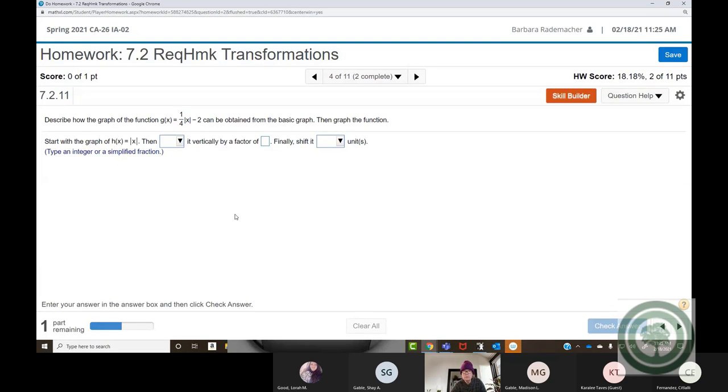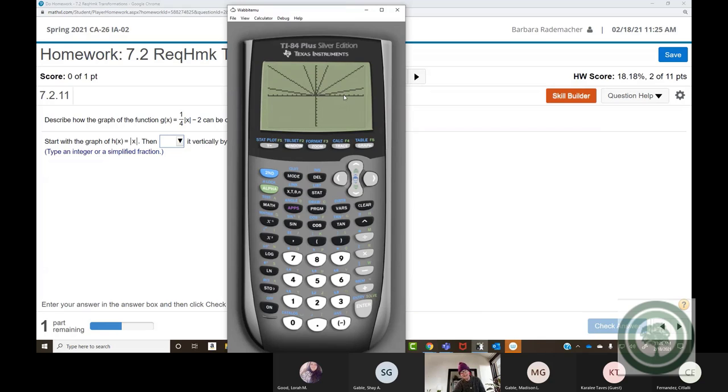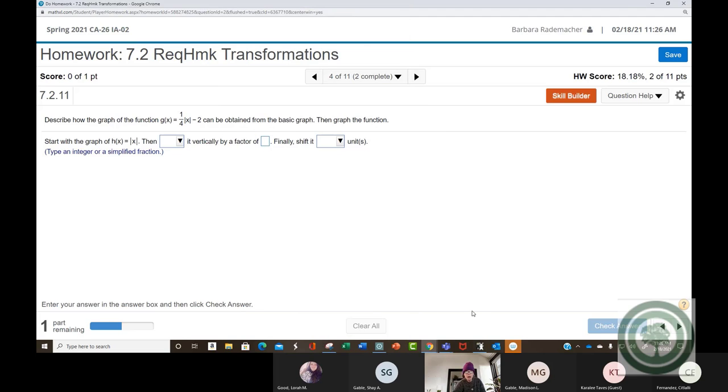Should be expansion, but they call it a stretch. So, isn't that pretty? Yeah, it's kind of pretty. Anyway, that's what we're dealing with. So that is another kind of transformation for you.